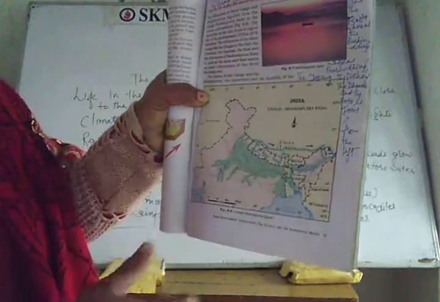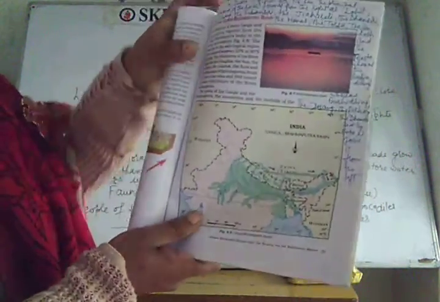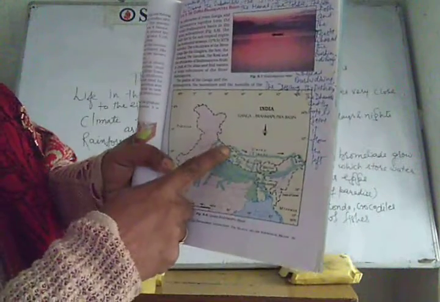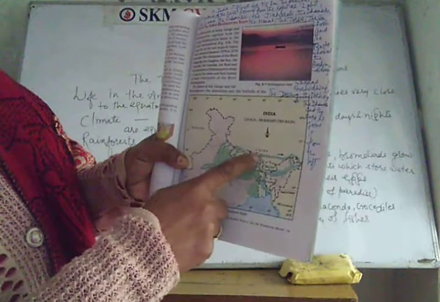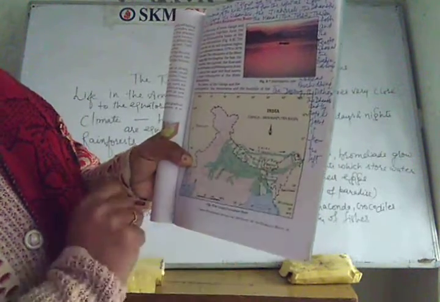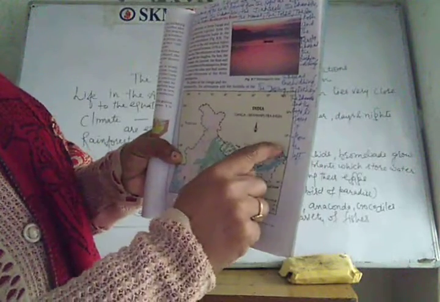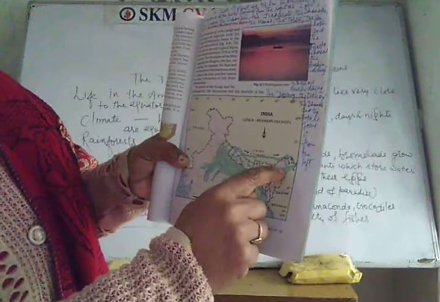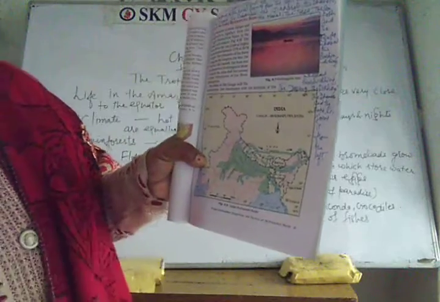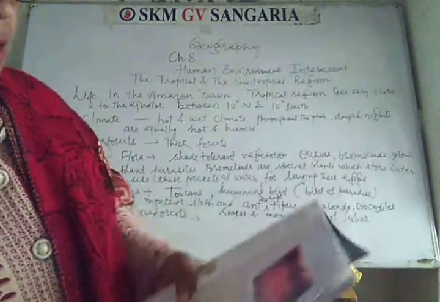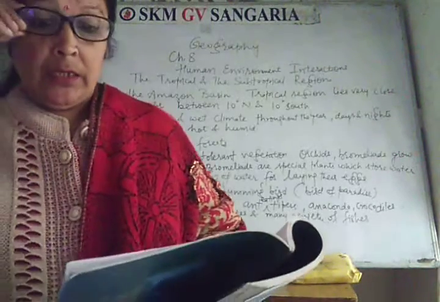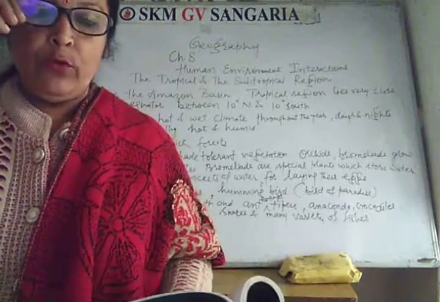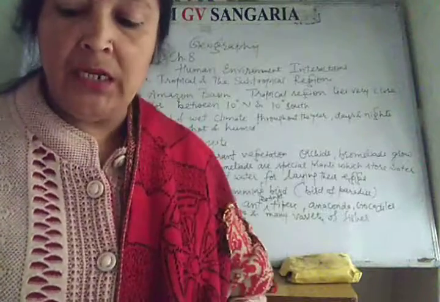Ganga originates from where? Gangotri, and this Brahmaputra from China. It enters from Arunachal Pradesh. It enters India from which state? Arunachal Pradesh, and here it flows for 916 kilometers. In India, it flows for how much? 916 kilometers.